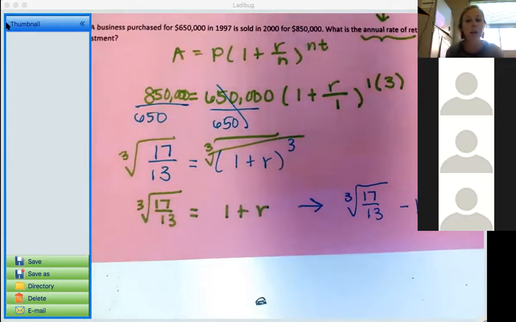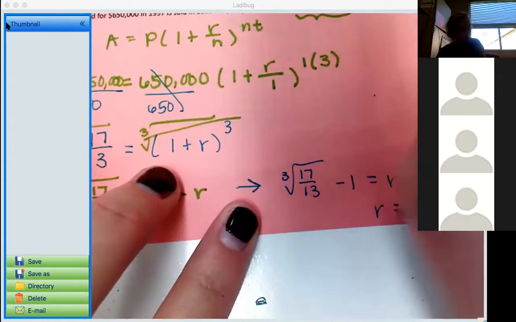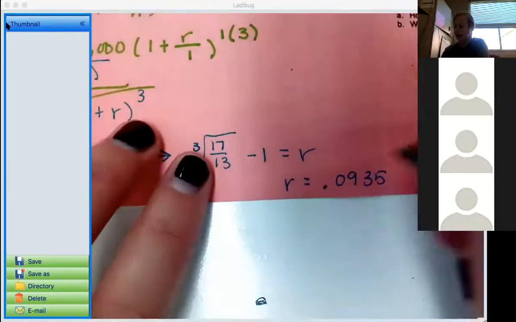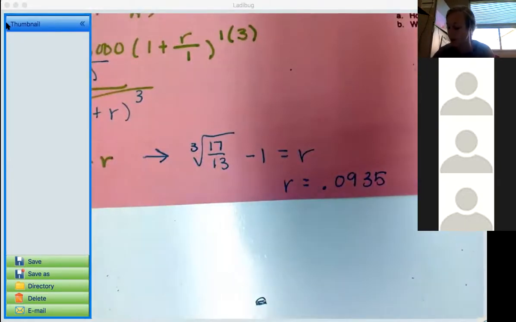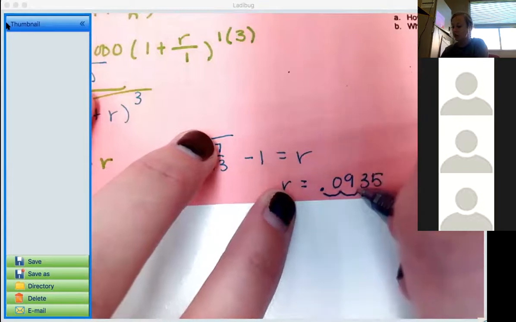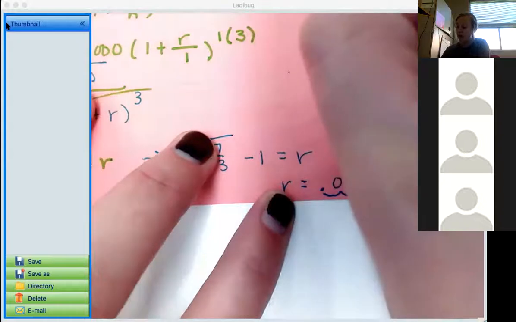So if you type in your calculator the cube root of 17 over 13 minus 1, you should get for the rate 0.0935 and so on. In Delta Math, and on a previous homework, it said round to the nearest tenth of a percent. So what that means is I want the percentage and then I want 1 decimal place behind it if it says tenth of a percent. So this as a percentage, do y'all agree would be 9.35? Yes. But I only want 1 decimal place, so that would be 9.4.